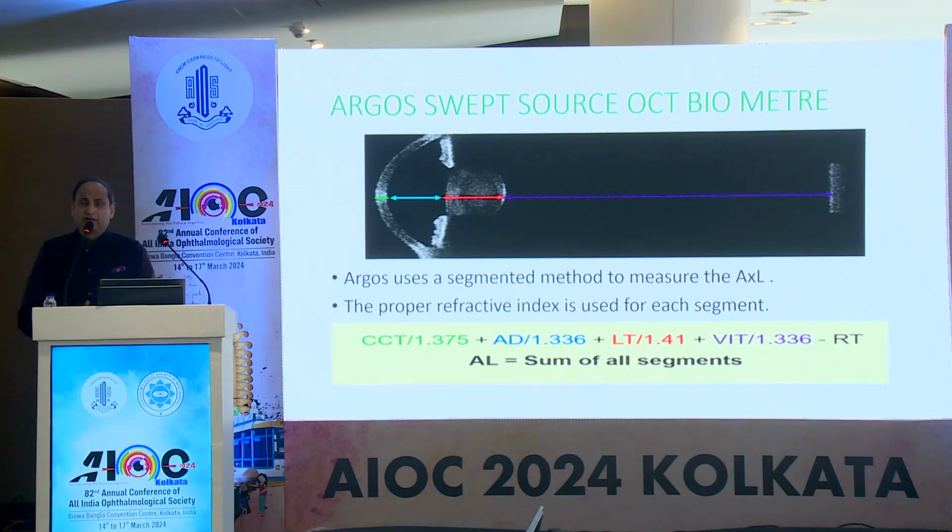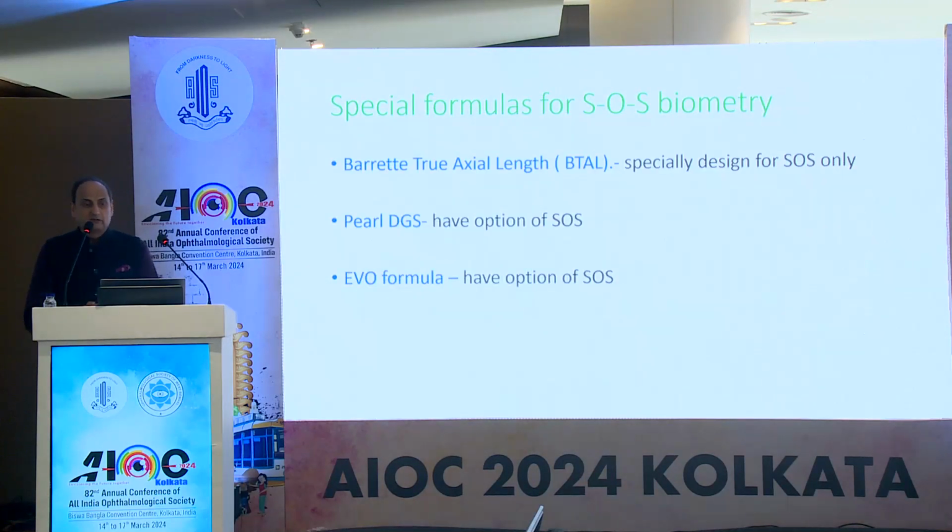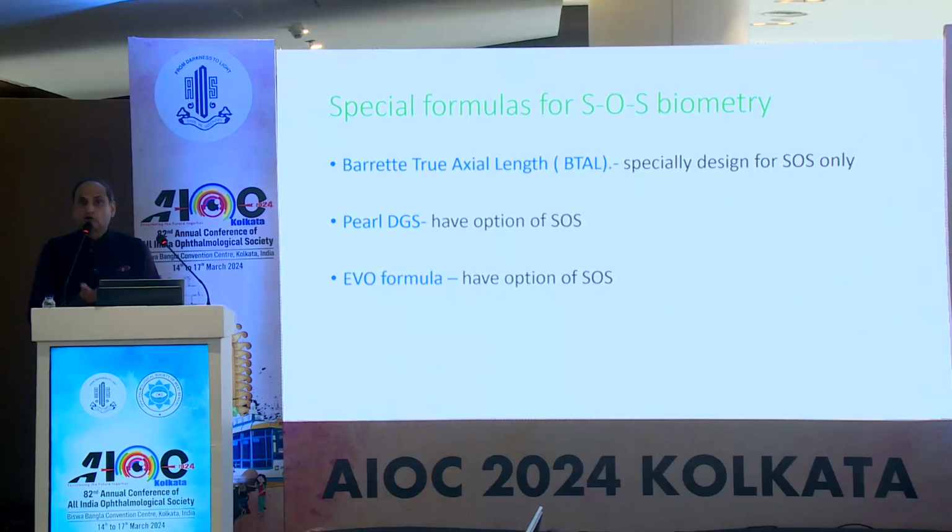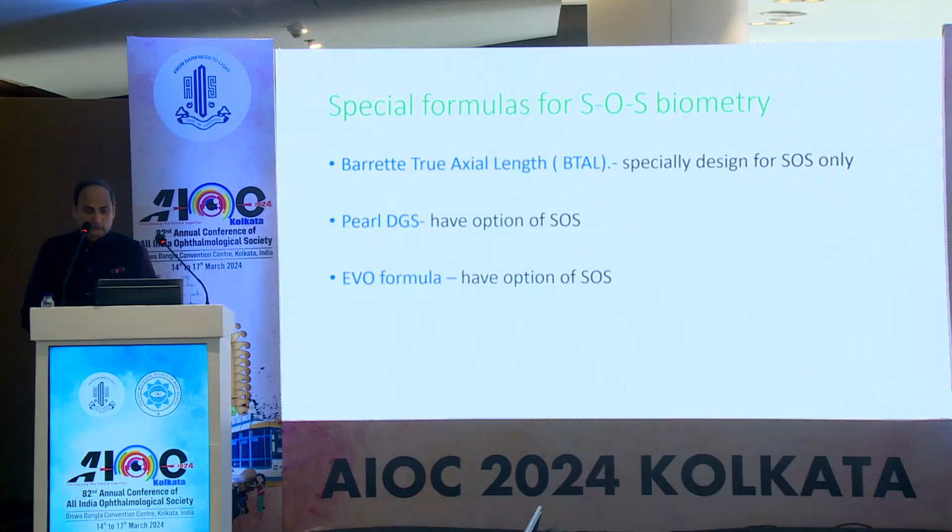I mentioned about the liquefied vitreous. Well, so this is one instrument which is going to be helpful when your liquefied vitreous has different refractive indices, correct? And this is Argos, which allows you to measure in spite of different indices, because it sums up all the refractive indices of the vitreous cavity. So special formulas for SOS biometry: the Barrett true axial length or the BTOL is especially for the segmental biometries, the Pearl DGS and the EVO formula. I'm not sure how many of these are going to be commercially viable for us.